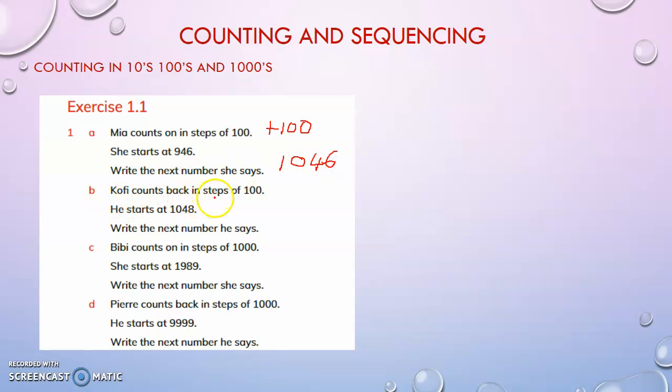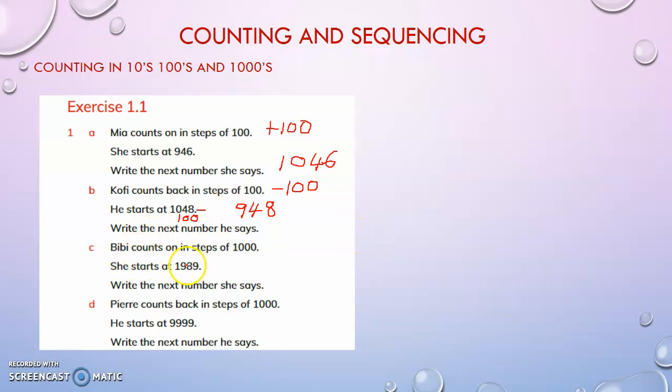Coffee counts back in steps of 100. So counting back ആണ് അല്ലേ? So it is represented by minus 100. So ഇപ്പൊ കൗണ്ട് ചെയ്തിരിക്കുന്നത് എത്രയാണ്? 1048 minus 100 ചെയ്യാം. We know counting in hundreds place the value മാത്രമേ ചേഞ്ച് ചെയ്യുള്ളൂ. All the others remain the same. But since ഇവിടെ 10 ആയതുകൊണ്ട് ഈ രണ്ട് place valuesum change ചെയ്യും. So the value is 948.